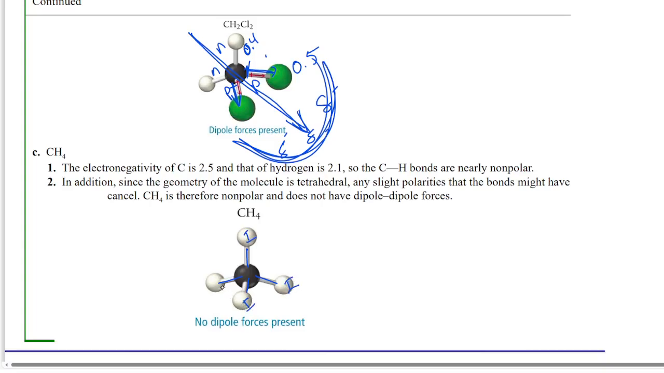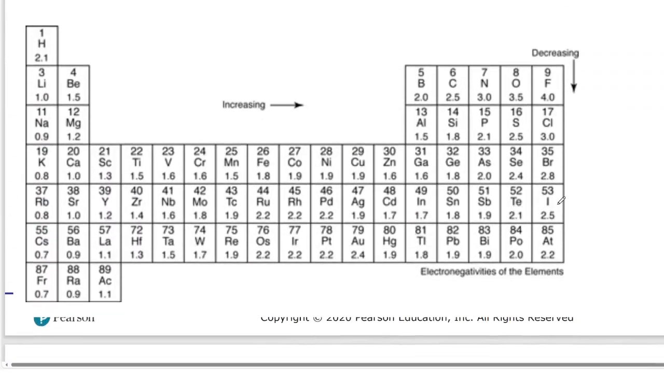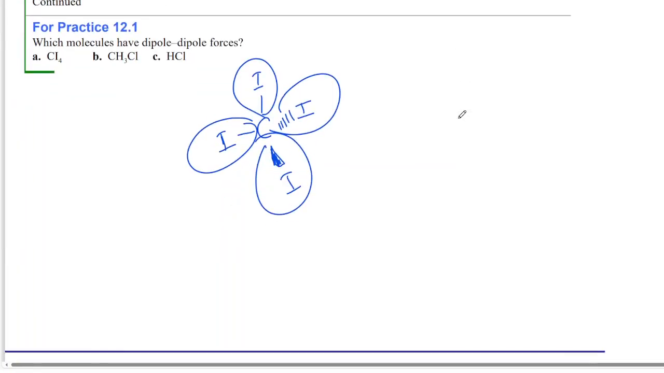Okay, so let's look at iodine and see what the electronegativity is. So here we have iodine at 2.5 and carbon at 2.5, okay? So since there's no difference in electronegativity between carbon and iodine, that means this is a nonpolar molecule, so it doesn't have a permanent dipole.